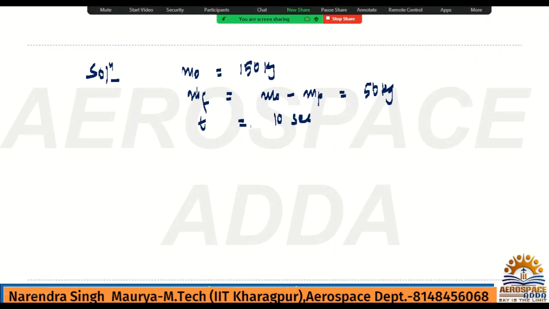Okay, now they are saying thrust 19.62 kilonewton. We need to calculate Isp. Very simple, formula based. Open your Isp box. Why am I saying box and not formula? Because in the box I have given all the formulas related to this. So check which formula will be useful for the given data.